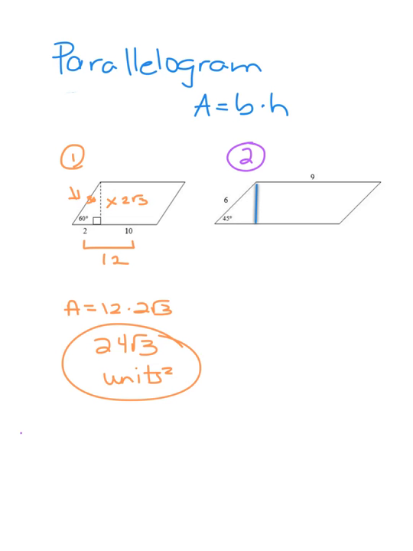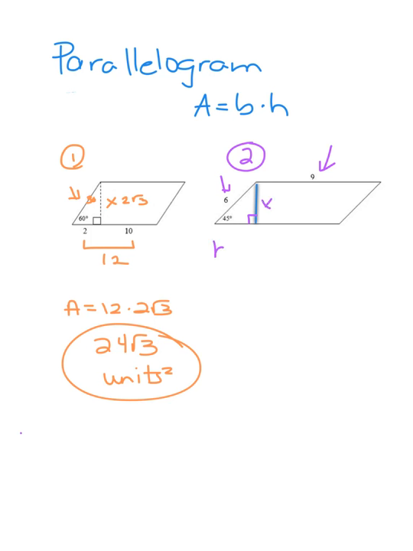In our second example, we have a parallelogram that has a length of 9 and a width of 6. So I drew my height down, my altitude there. That's going to be, again, another 90 degrees. And I have a 45, 45, 90. I know that my hypotenuse is 6. So again, I need to find what my height is, my altitude.